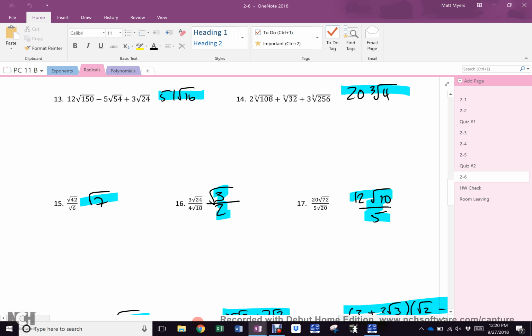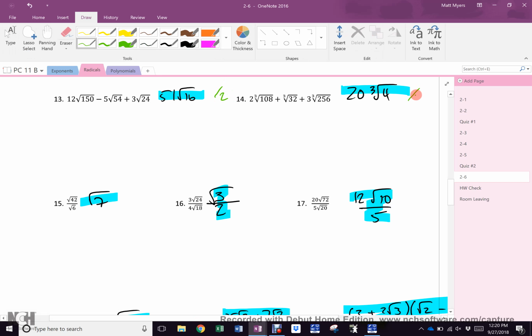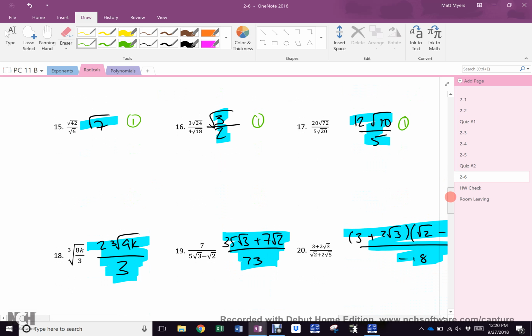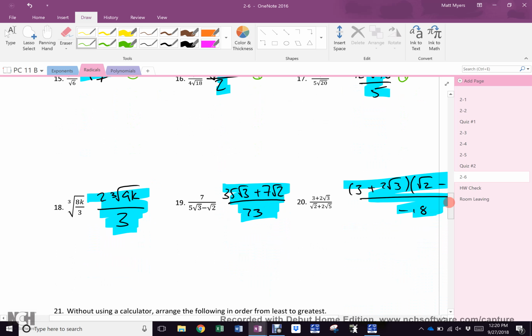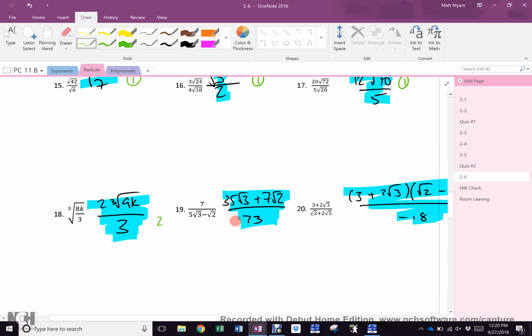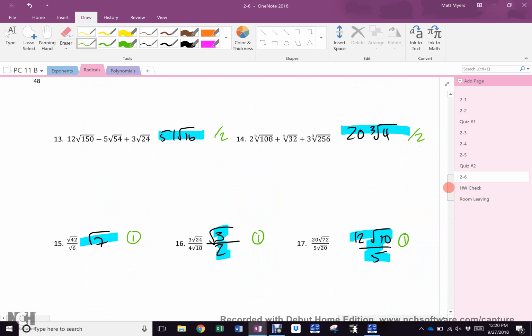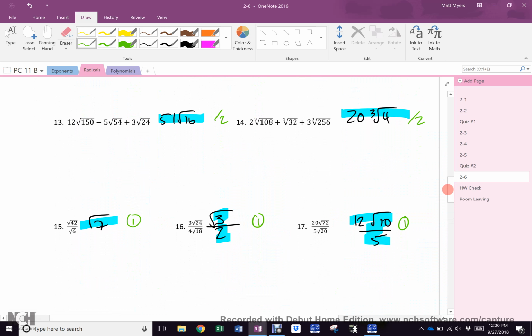There is 13 and 14. Also, these can now be worth 2. But 15, 16, and 17 are 1-ies because they're super easy. Wait. I'll go back up in a sec. And 18, 19, and 20 are 2Bs. Anybody need to see any of those?